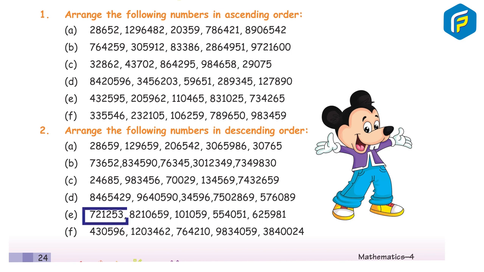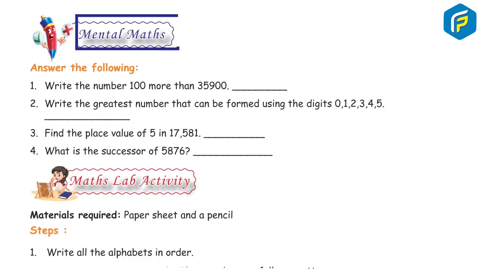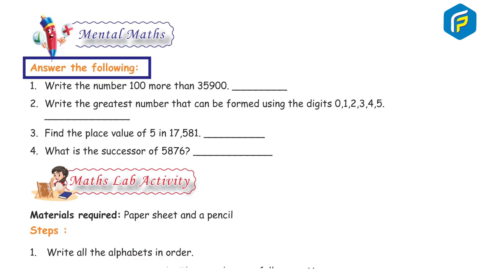E. 82,10,659, 72,1,253, 62,5,981, 52,4,051, 10,1,059. F. 98,34,059, 38,4,024, 12,3,462, 76,4,210, 43,596.